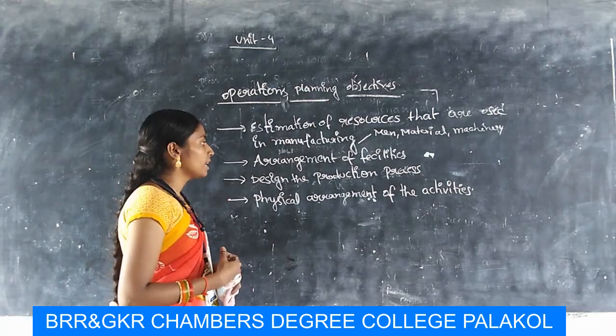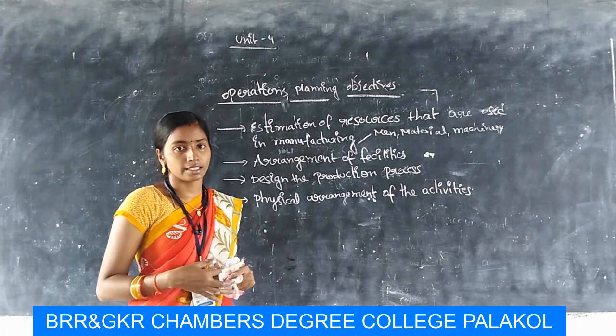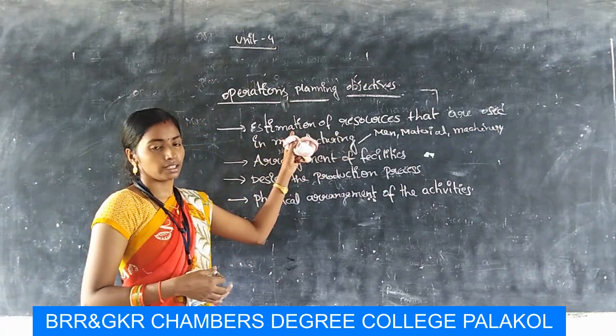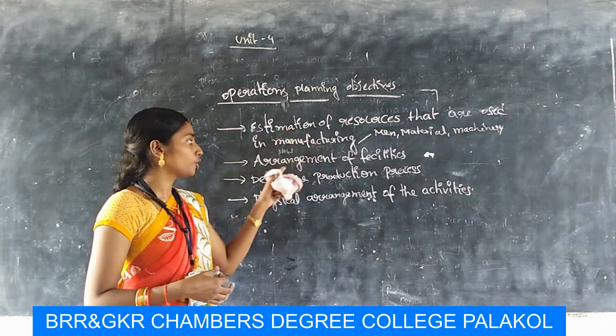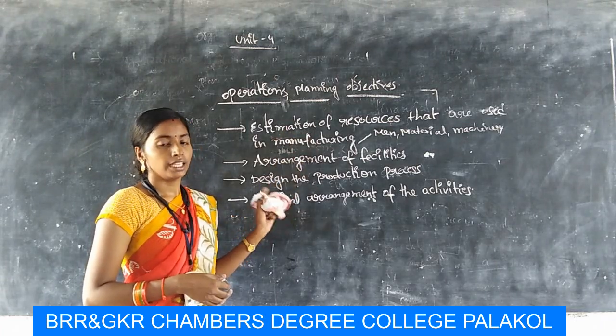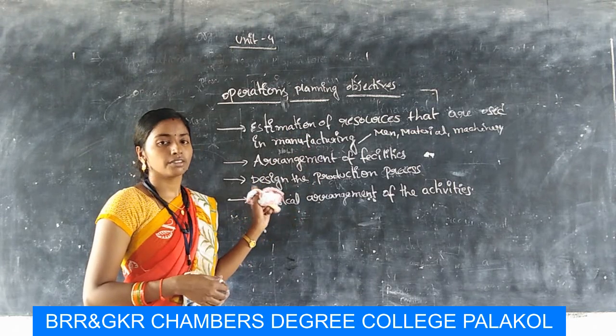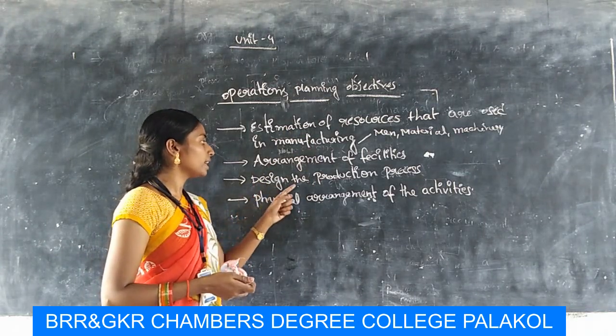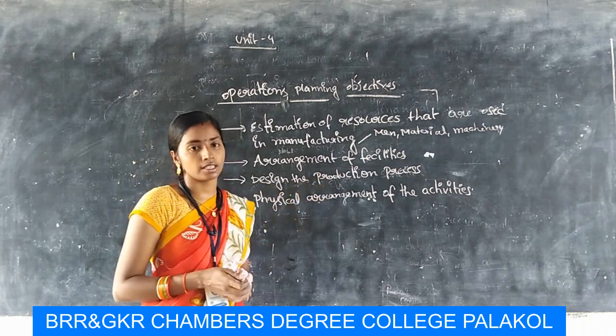The next one is arrangement of facilities. Here, facilities means the resources that you have estimated, which should be arranged in the sequential form required for production.